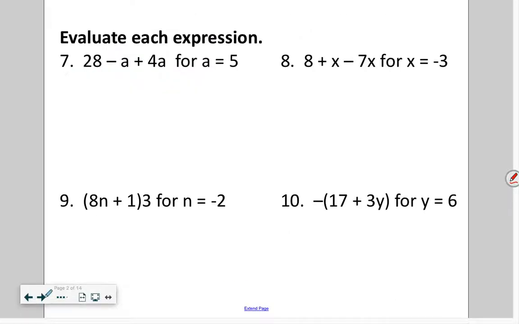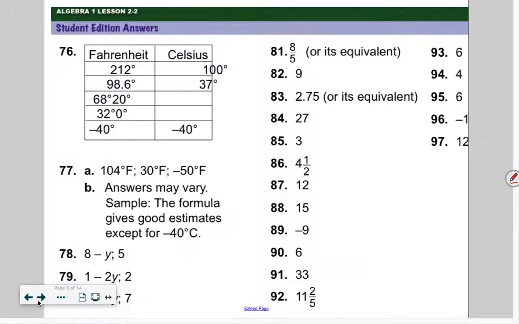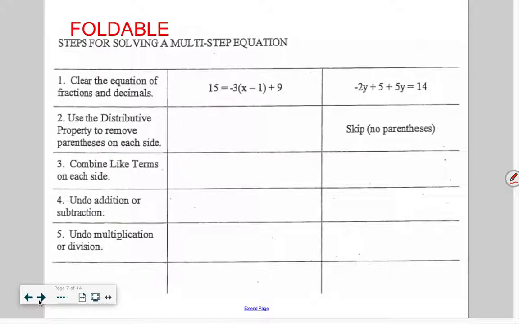So let's jump ahead into our foldable as a quick review. So when we're solving multi-step equations, step number 1 is to clear the equation of fractions and decimals. So we're going to practice a couple more of those types of questions today, getting rid of those fractions and decimals. If there are no fractions and decimals, then you can certainly proceed. There's nothing wrong with that, but you can clear it as well.